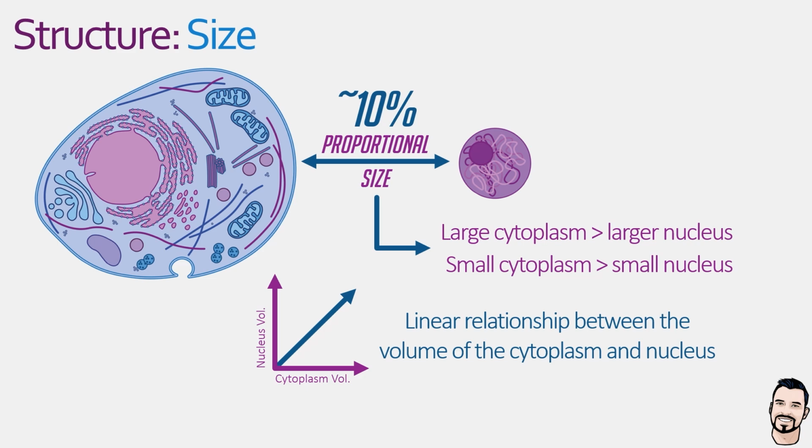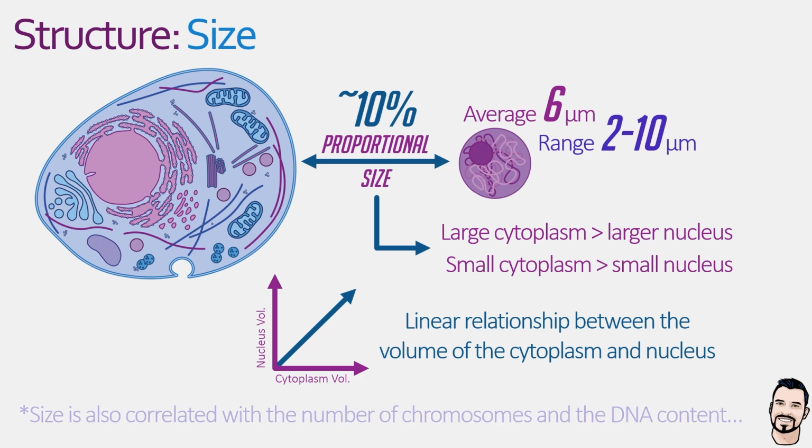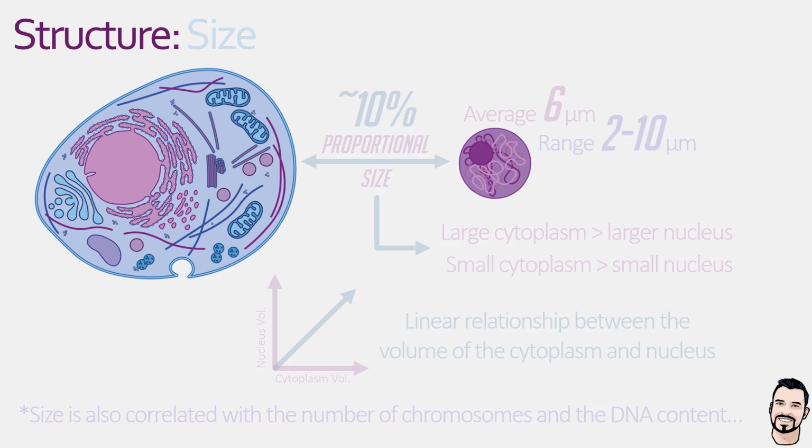Now, in terms of actual numbers, the diameter of a typical nucleus usually falls between 2 and 10 micrometers, with an average size of around 6 micrometers. However, that's not the full story. The size of the nucleus can be influenced by other factors. Things like the number of chromosomes and the total DNA content of the cell can affect the size of the nucleus so that it doesn't conform to this proportional size.